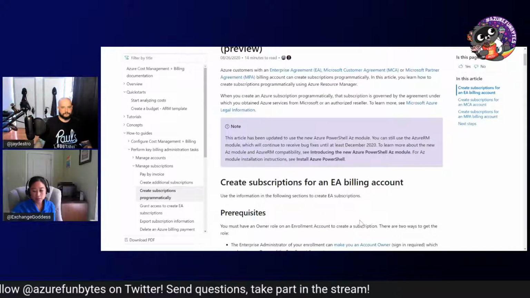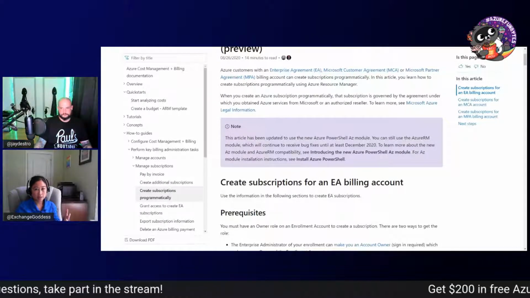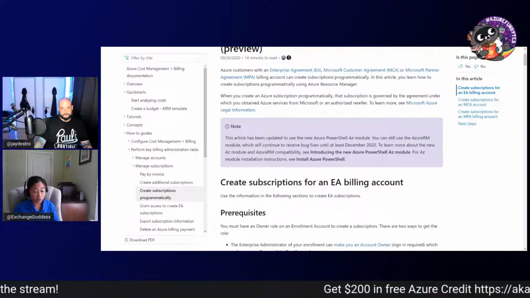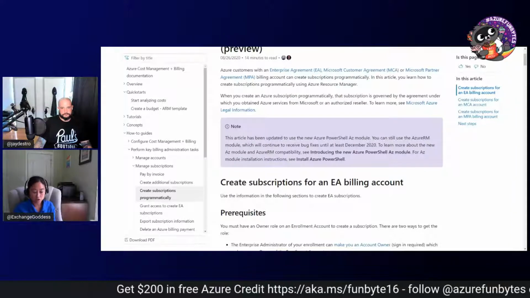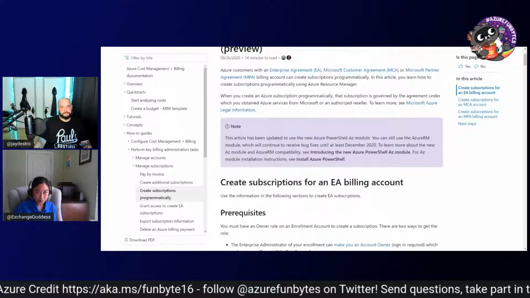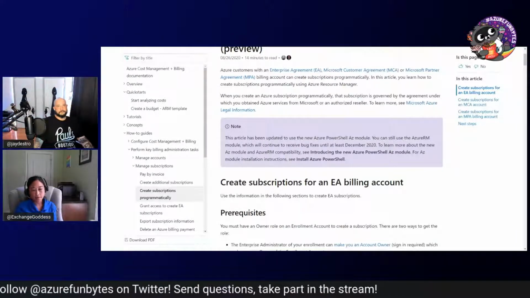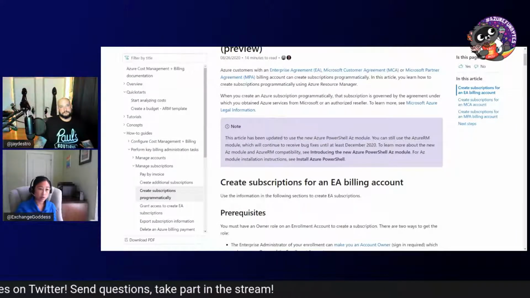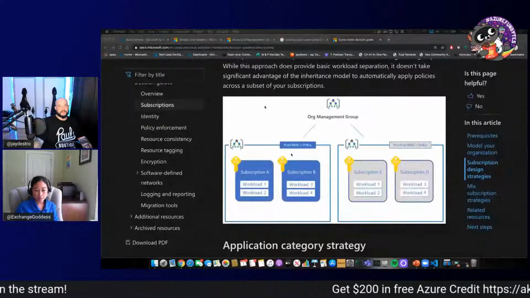And the reason why it's enterprise account is because enterprise accounts are usually a large or medium-sized organization, and you're going to have multiple subscriptions for different roles, right? You may have a test dev area, or you may have subscriptions based off of an application. And so something kind of like this.